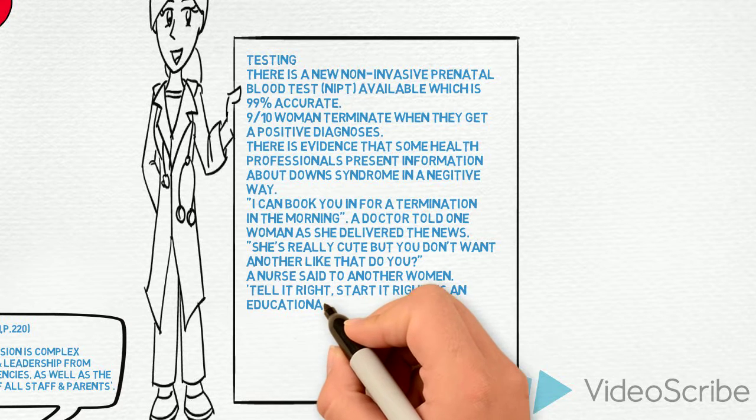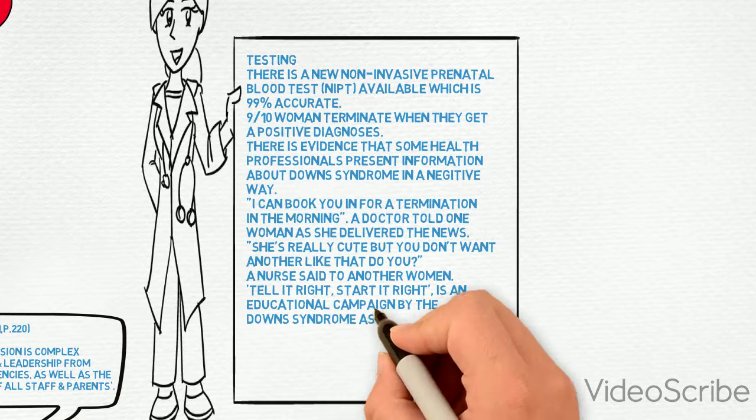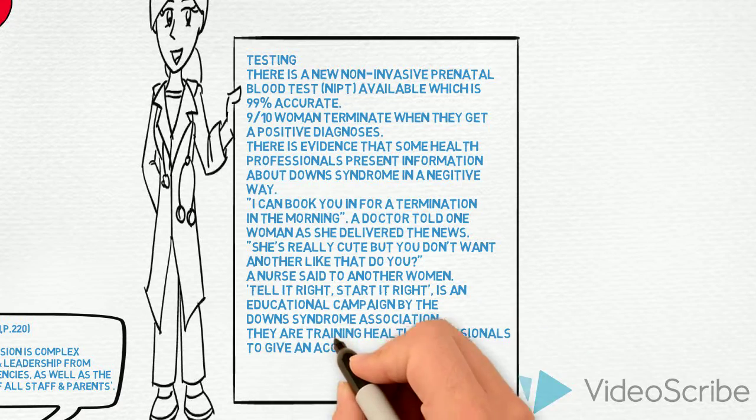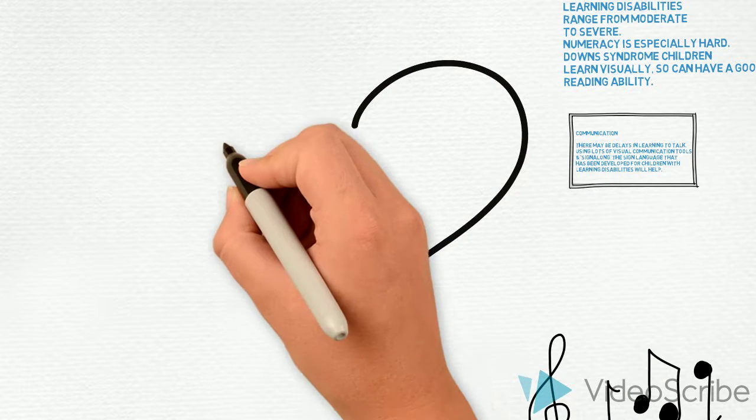Tell It Right, Start It Right is an educational campaign by the Down Syndrome Association. They are training health professionals to give an accurate and balanced view of Down syndrome.